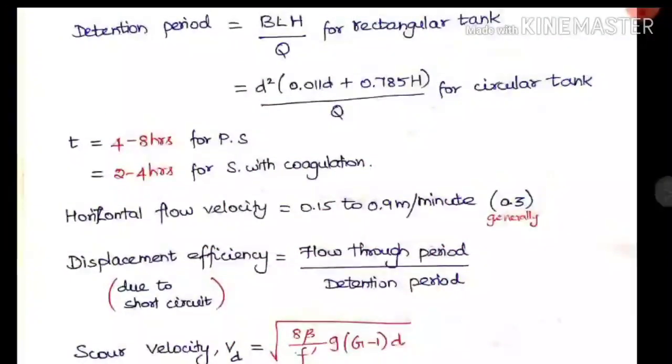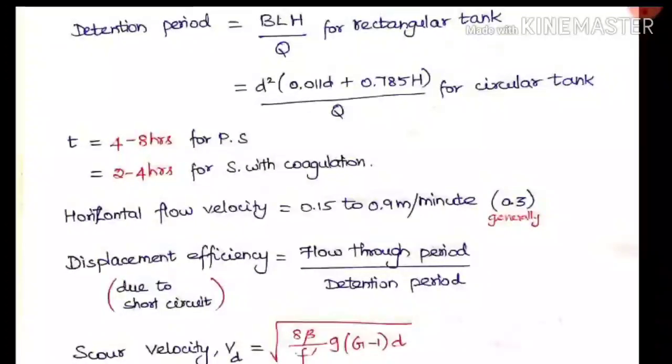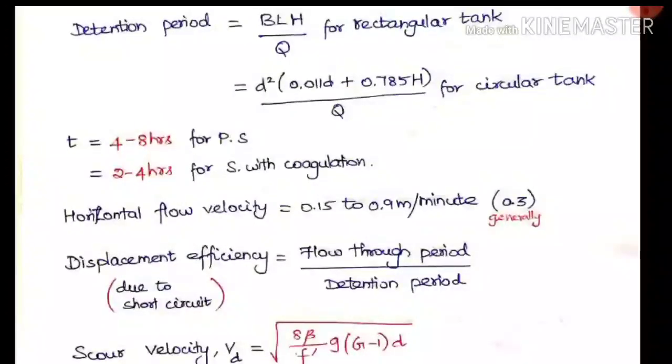And the next is detention period. So the detention period is given by the volume by discharge, that is BLH for the rectangular tank by Q, and for circular tank it is given as D square into 0.011 D plus 0.785 H by Q. So the detention time is the time that water is kept in a sedimentation tank for the settling of the particles. So it is 4 to 8 hours for the plain sedimentation tank, and for sedimentation with coagulation tank it is only 2 to 4 hours. So it is speedier than the previous one.